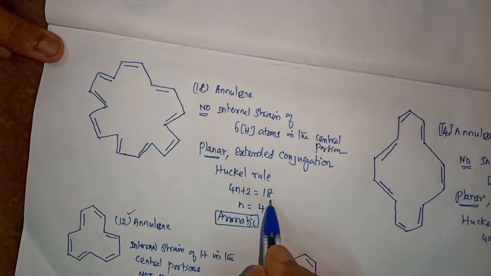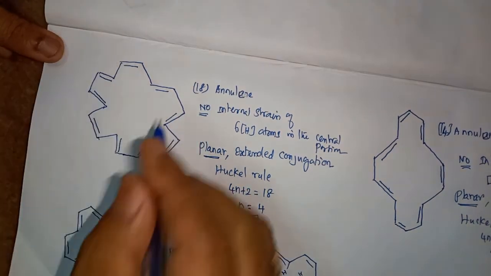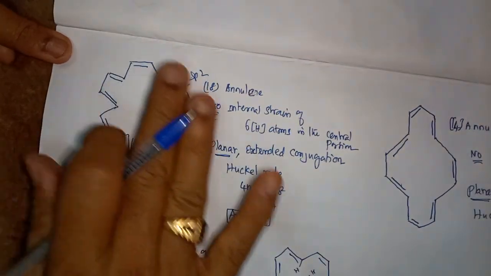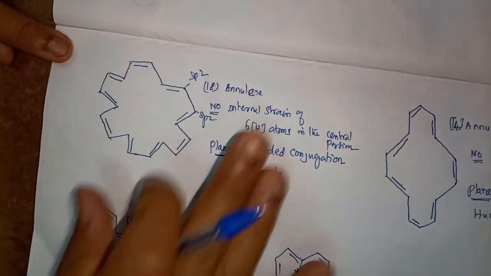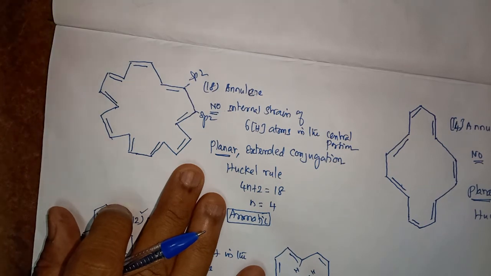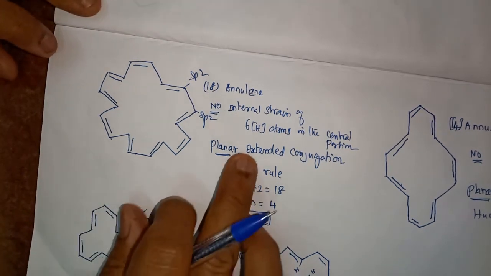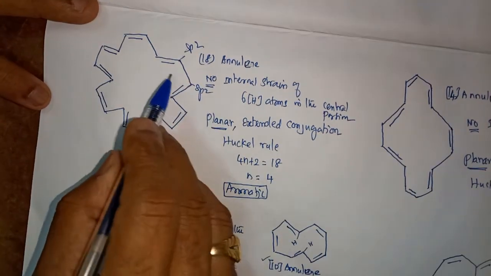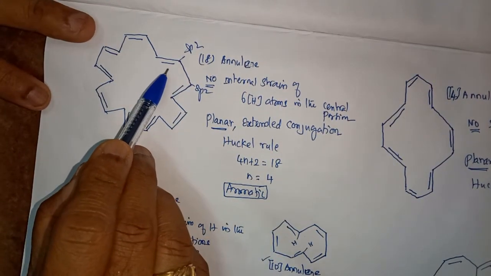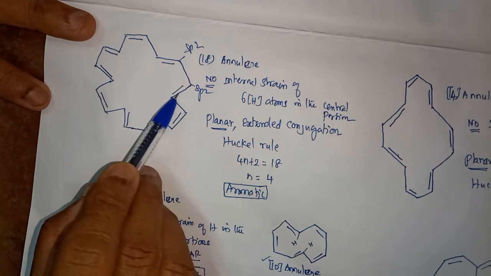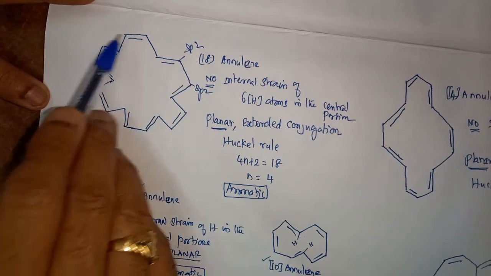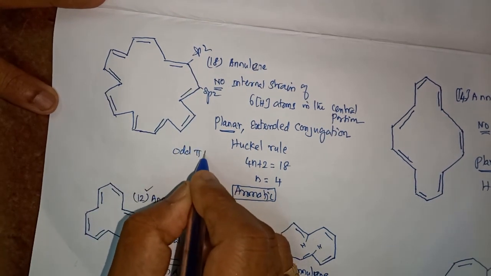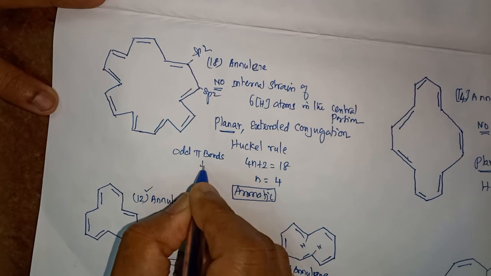Seeing this, all these carbon atoms are sp2. sp2 means it is cyclic and planar. Conjugation is there, extended conjugation, everything is okay. Now we can go for counting. How many pi bonds are there? 1, 2, 3, 4, 5, 6, 7, 8, 9. Nine means it is an odd number of pi bonds. If it is an odd number of pi bonds, it belongs to aromatic.